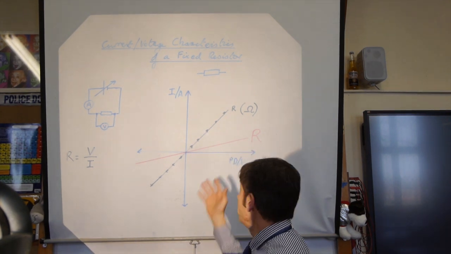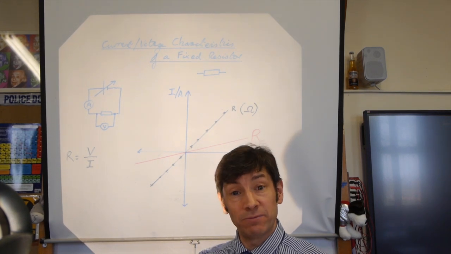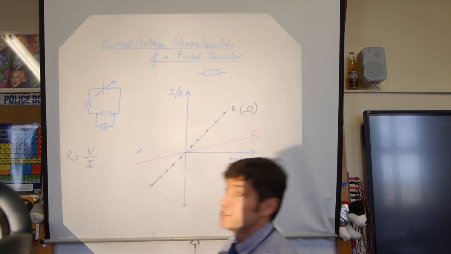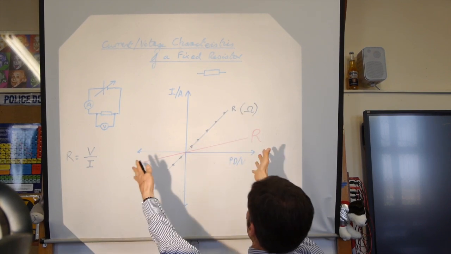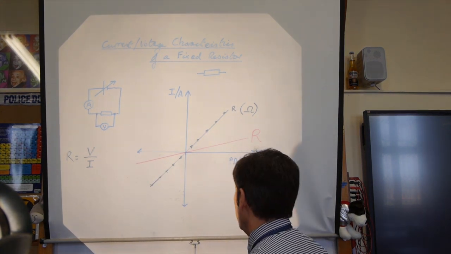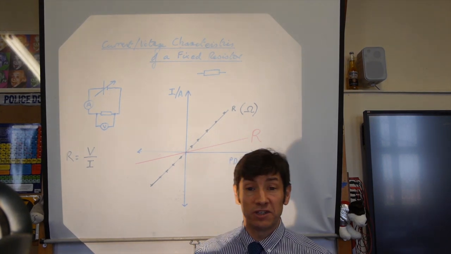So, I hope you've now got a really good understanding of fixed resistors and the experiments we do with those. And at GCSE, it's this graph that you need to know. They'll put one line on it, I think, and they'll just say, mystery graph, guys. What electrical component is it? And you look at it and you go, it's a fixed resistor. It's got to be a fixed resistor.